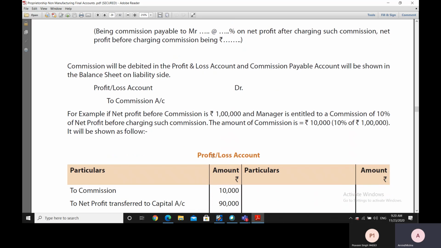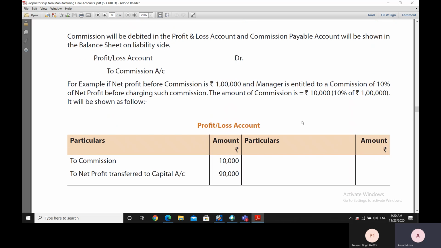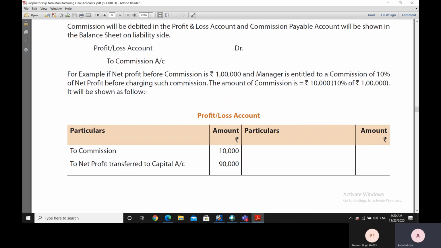Now let's take an example of this. If net profit before commission is 1 lakh rupees and the manager gets a commission of 10%, the amount of the commission will be 10% of 1 lakh, which is 10,000 rupees. So it will be shown like this, that 10,000 rupees will be the commission paid and debited to the profit and loss account.